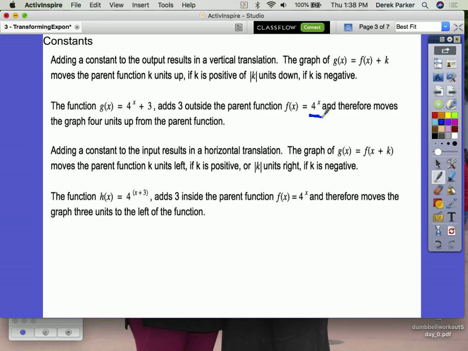Adding a constant to the input results in a horizontal translation. Remember, if it's inside a parenthesis, it moves left or right. For example, h of x equals 4 to the power of (x plus 3) adds 3 inside the parent function and therefore moves the graph 3 units to the left. Remember, if you add, you go left, subtract, go right.